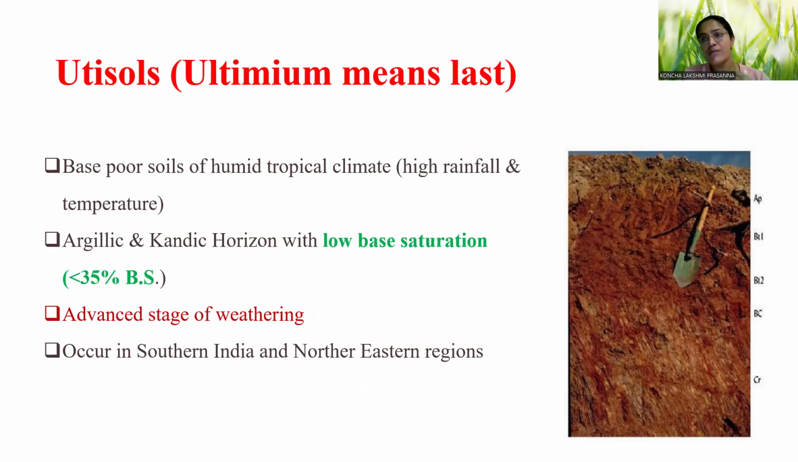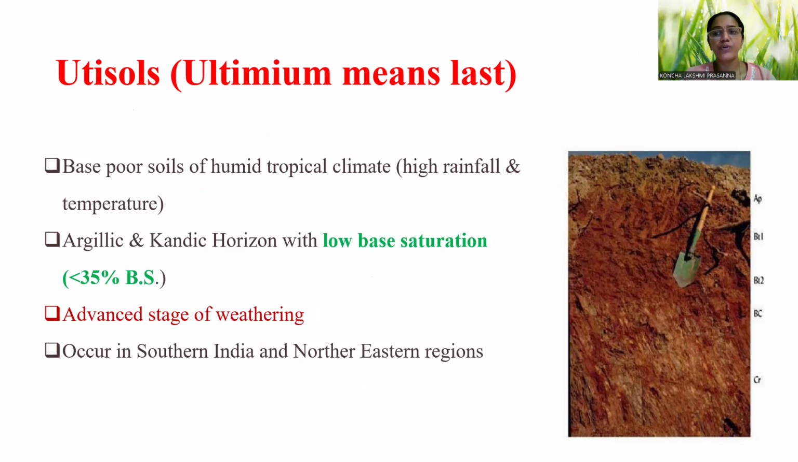the high temperature. When there is high rainfall, all the cations which are present over there get leached down, leaving behind ions like H plus, aluminum, iron, and manganese, which are insoluble in water. As these ions become more and more, these soils are more and more acidic, having low base saturation.